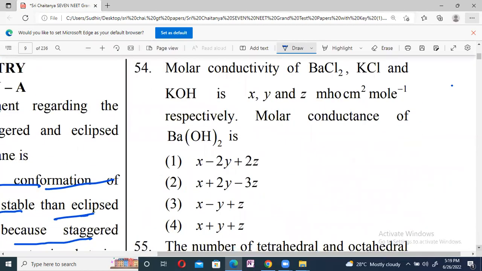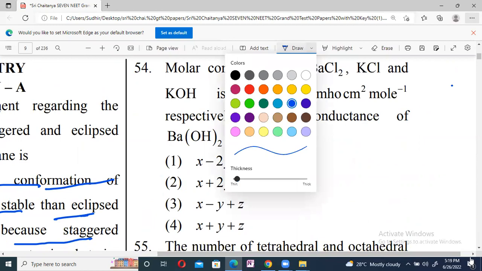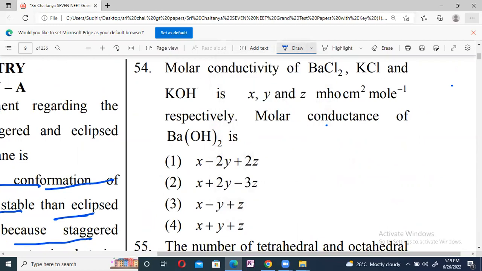Question number 54. It is coming from the molar conductivity of BaCl2, KCl, KOH is given. What is the molar conductance of barium hydroxide? It is from electrochemistry. I hope everybody knows about this one. In electrochemistry, this is how to solve this part. They are asking barium hydroxide, right?